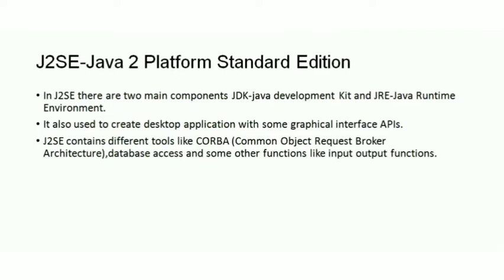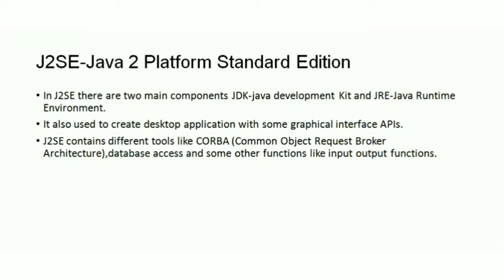First one is Java 2 Platform Standard Edition. In J2SE, there are two main components. First one is JDK, which is known as Java Development Kit, and the second one is JRE, that is Java Runtime Environment. It is also used to create desktop applications with some graphical interface APIs. As you all know, to create a desktop application, we need some graphical interface. So the applet and swing components are there to create a GUI in a desktop application.